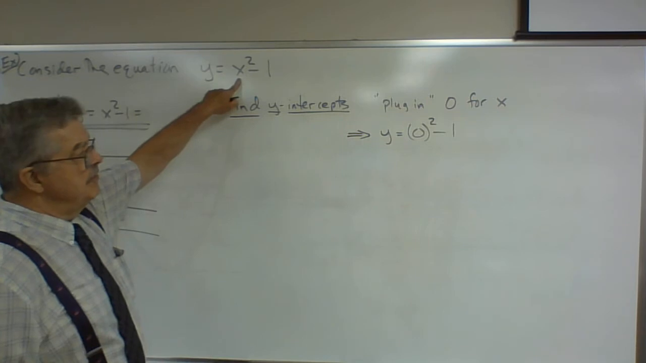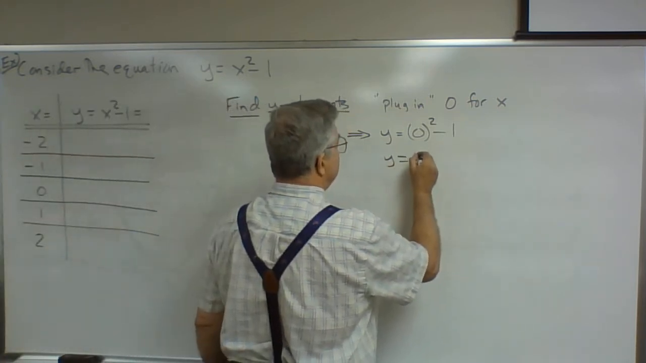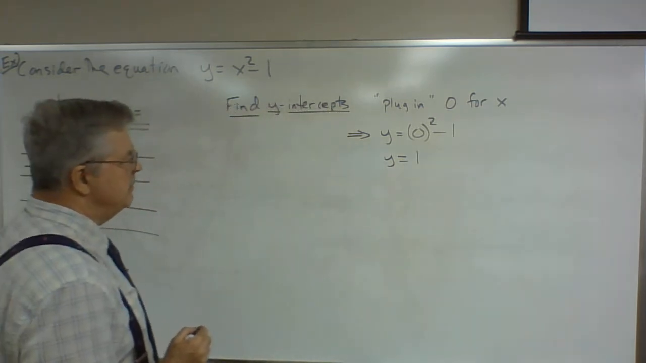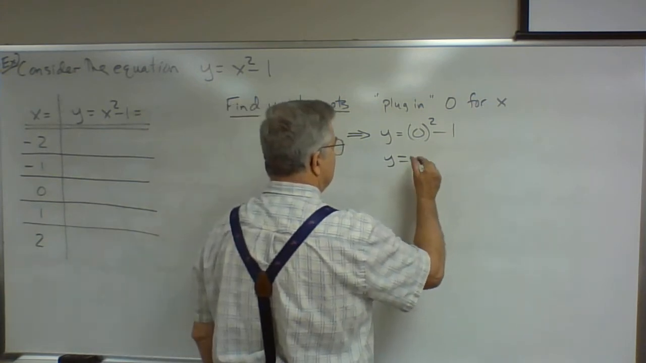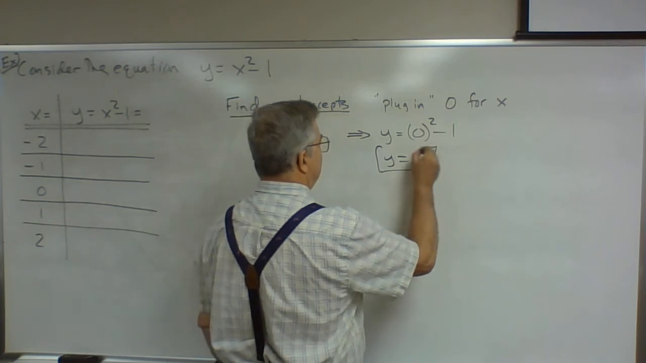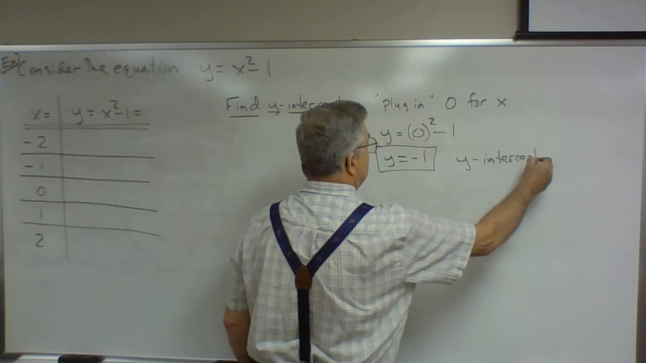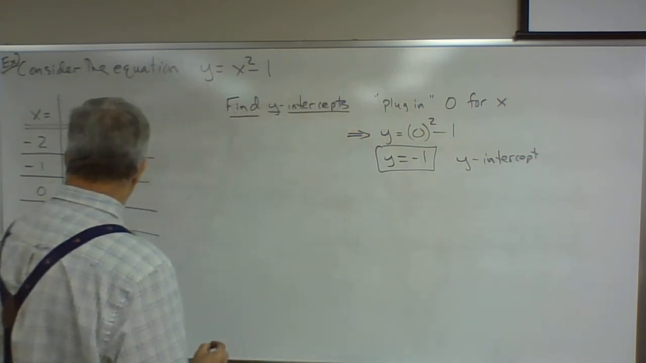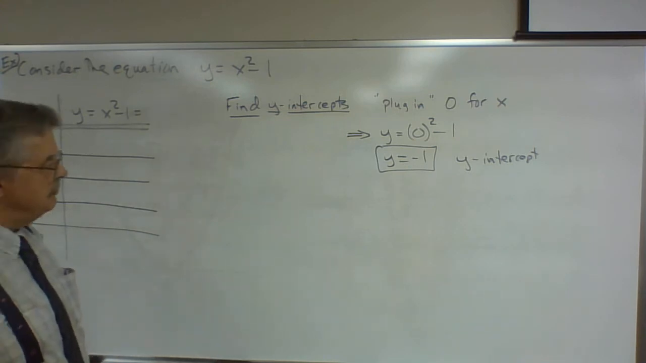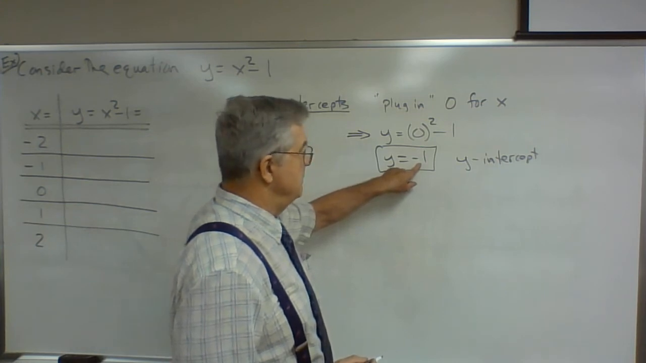We plug in 0 for x, and we get y equals 1. No, we don't. There, that's better. Y-intercept: y equals -1. So on my graph, I'm going to make sure that I plot that point.